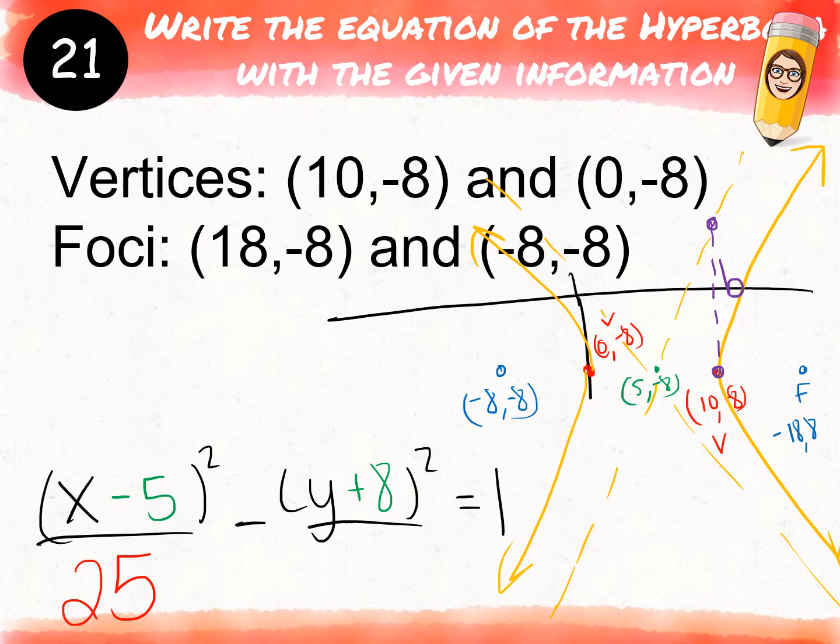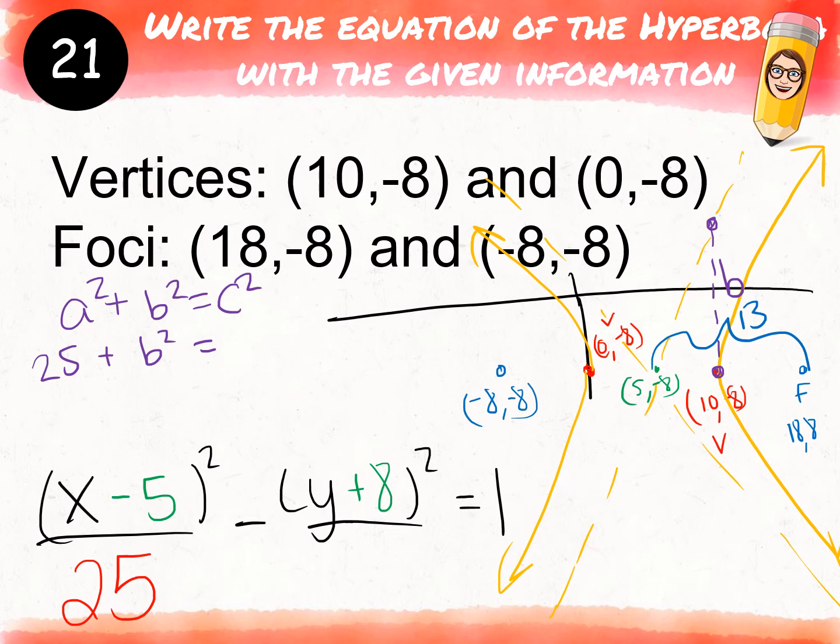All right, let's do a little bit of work here. a squared plus b squared equals c squared. a squared is 25. I don't know b, so I don't know b squared. c squared is the distance from the center to the focus, from 5 to, I don't know why I wrote negative there, 5 to 18. 5 to 18 is 13. Okay, do you see where I got that from? The distance from the center to the focus is 13, which means we need 13 squared. 13 squared is 169.